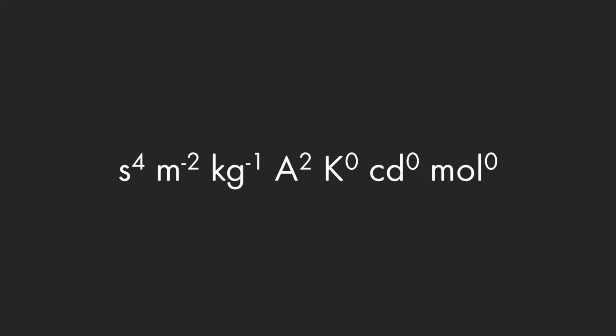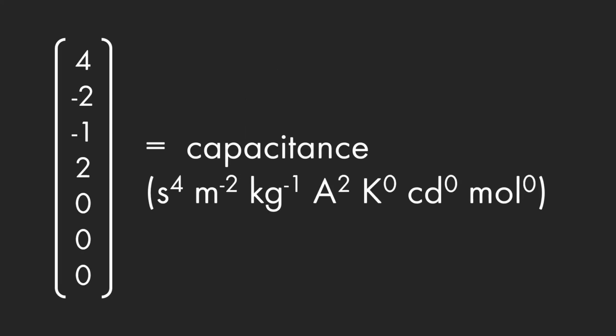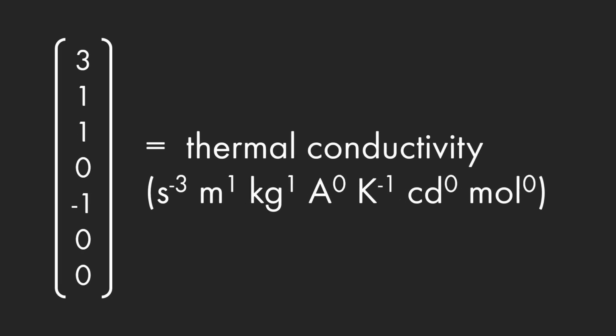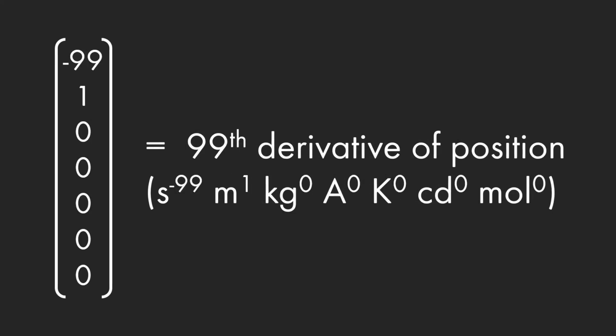So really, this is just an ordered list of 7 numbers. And then maybe we make the arbitrary decision to, instead of writing these numbers left to right, put them top to bottom. And would you look at that, we have a column vector. In other words, what we've done is define a 7-dimensional abstract vector space that contains a vector representing every possible quantity you could ever derive within the SI. Mass has a vector. Thermal conductivity has a vector. The 99th derivative of position has a vector, and each one is completely unique.